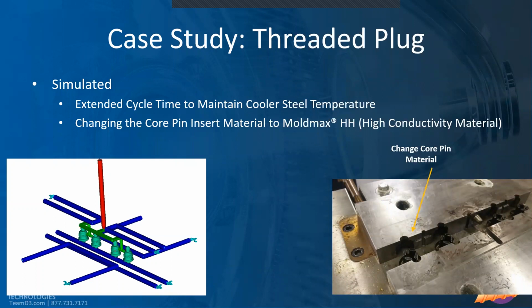So then we went ahead and did some simulation iterations before investing in more molding trials or modifying the tool. We did one simulation that said, okay, how much longer would we need to make our cycle time in order to maintain cooler steel temperatures, and how much benefit would we get if we keep the cycle time similar, but change those core pins to a high conductivity Mold Max material instead and run that same process.